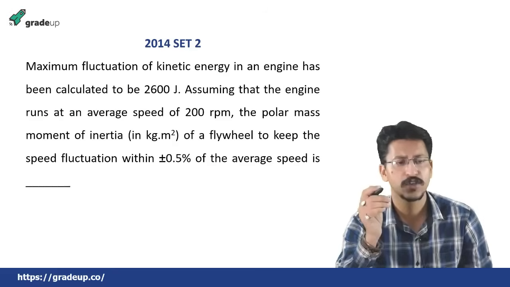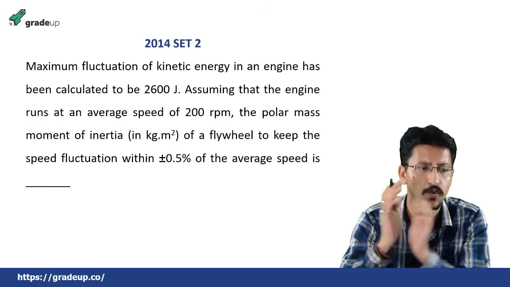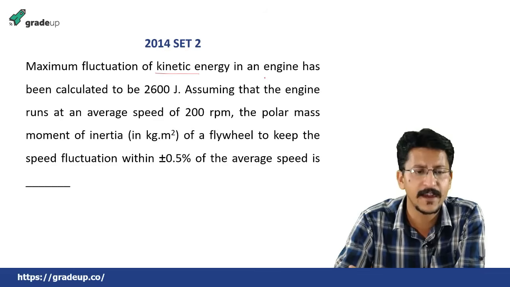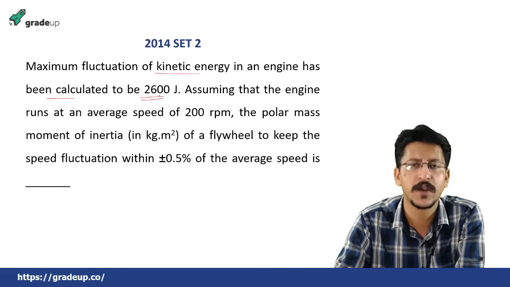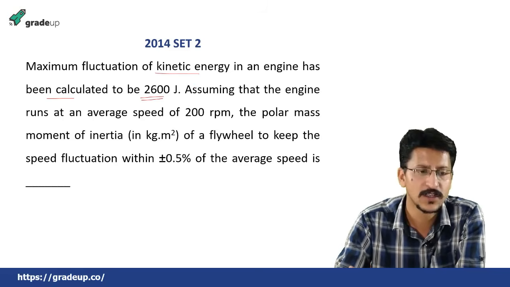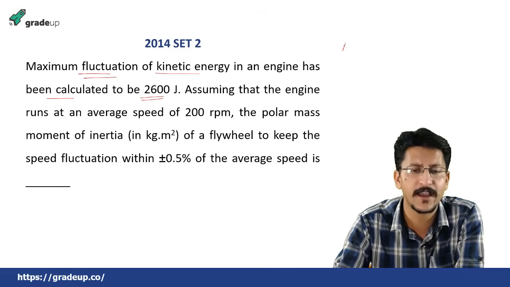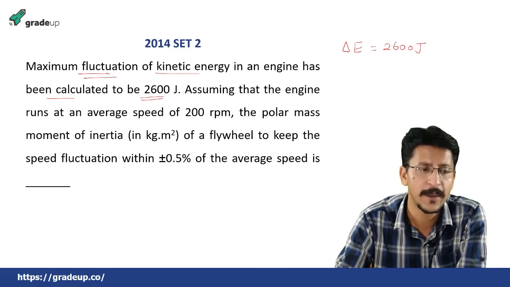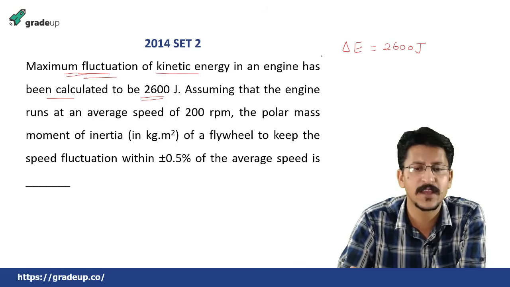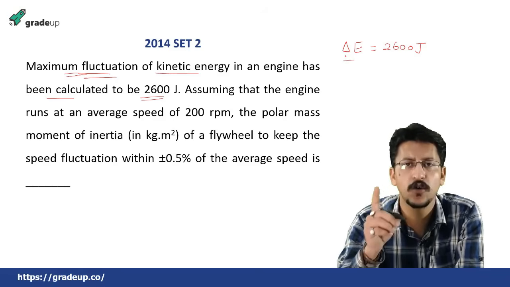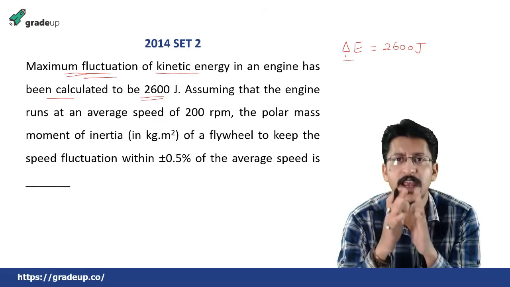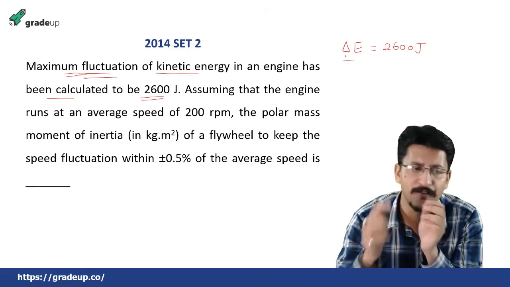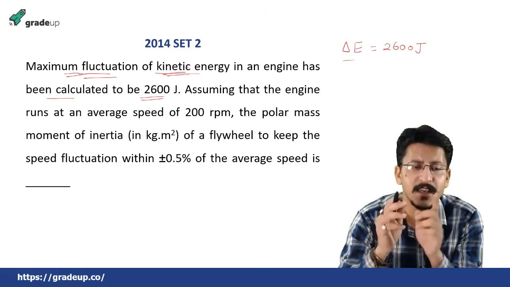Let us see the next question. 2014 set 2. The maximum fluctuation of kinetic energy in an engine has been calculated to be 2600 joule. So this is given as the maximum fluctuation of kinetic energy. That means delta E is equal to 2600 joule or Newton meters. First of all, it is maximum fluctuation, that's why it is delta E. And then I told you that the flywheel stores and delivers the energy which is in the form of kinetic energy. So this is given as the kinetic energy.